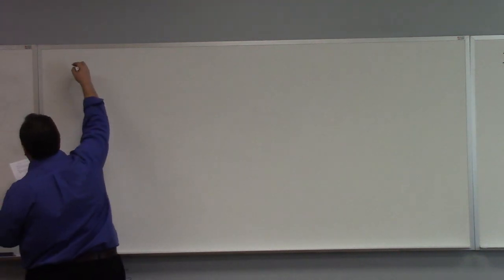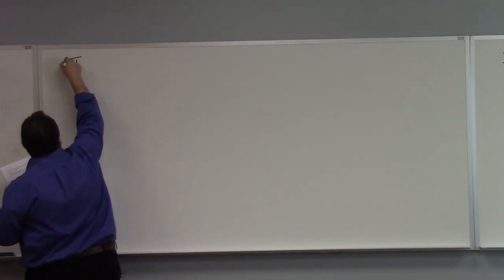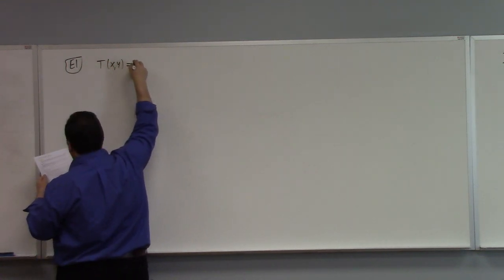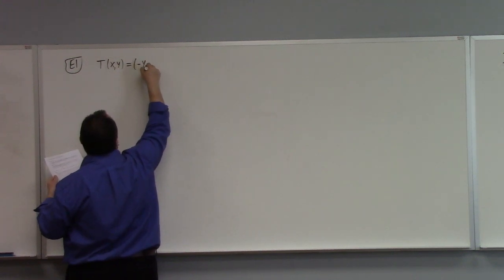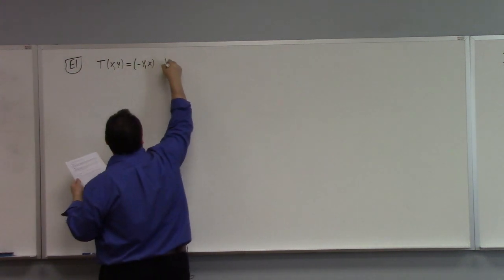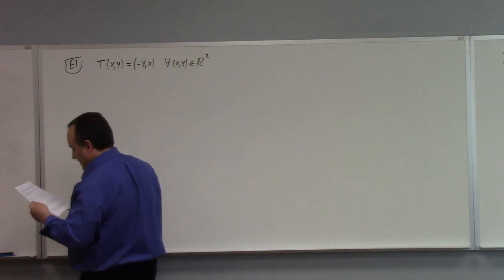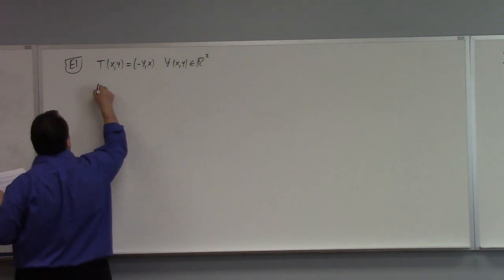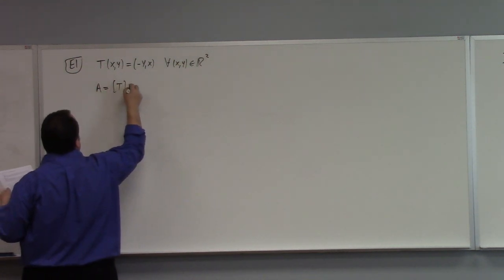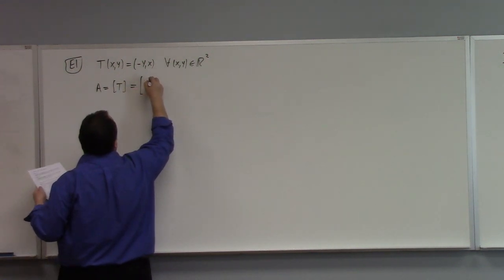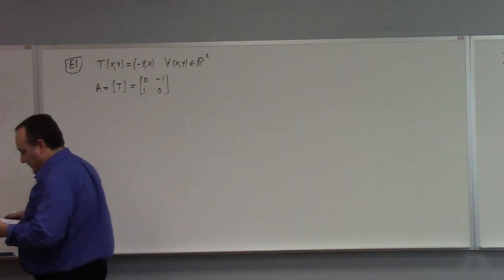All right, so, example. You're like, what, an example? No way. All right, here we go. No, really, an example. T of (x, y) equals (minus y, x) for all (x, y) in R2. So here, for A, we can make the standard matrix, which is just 0, minus 1, 1, 0, I think, right?